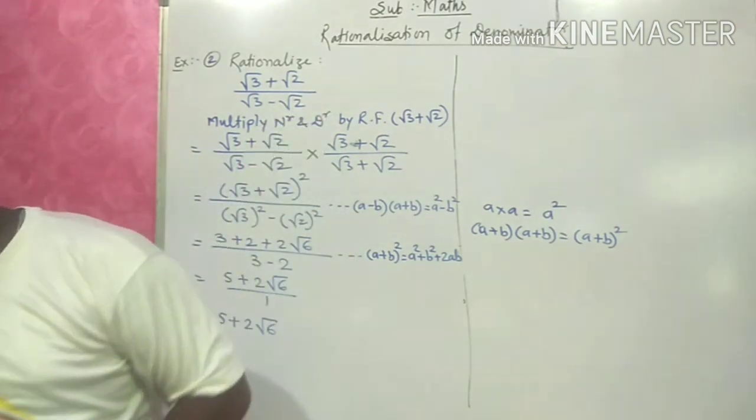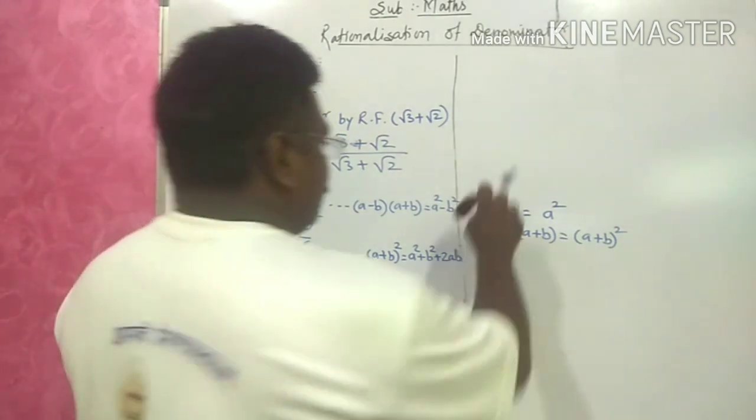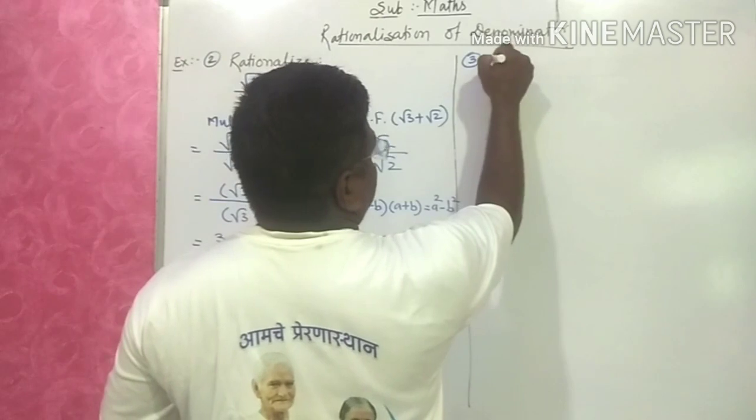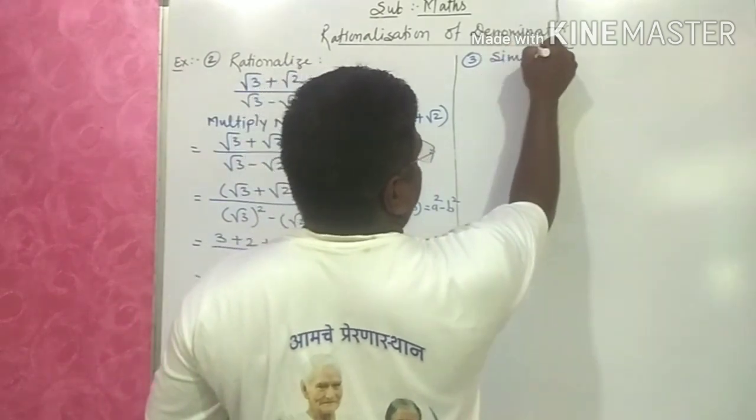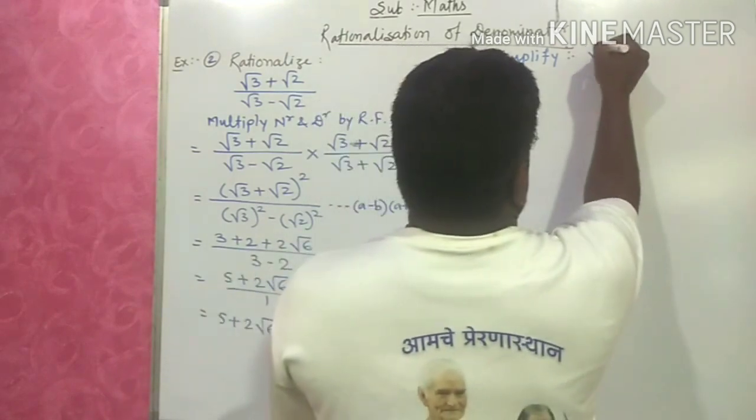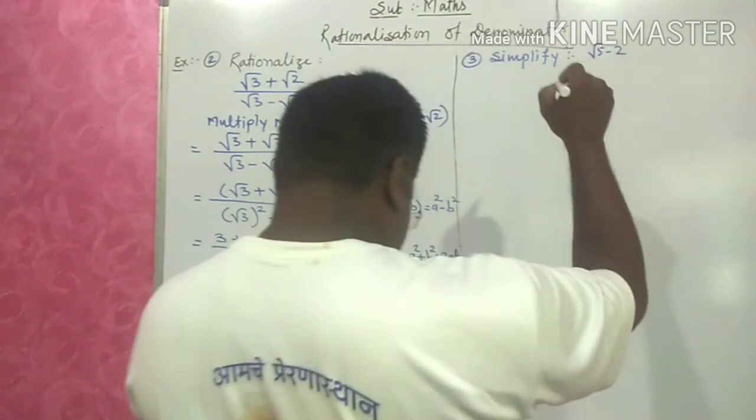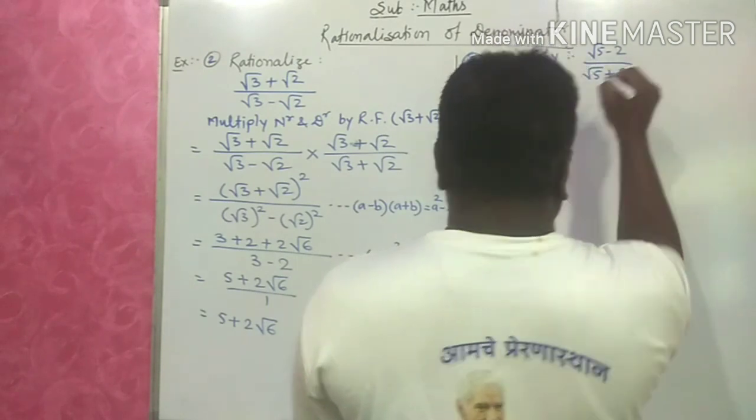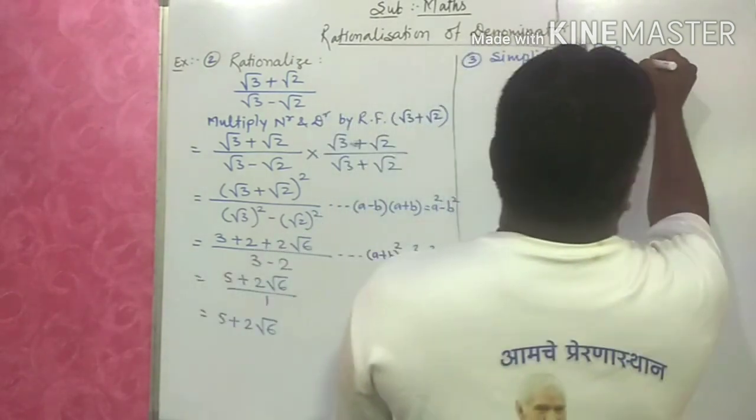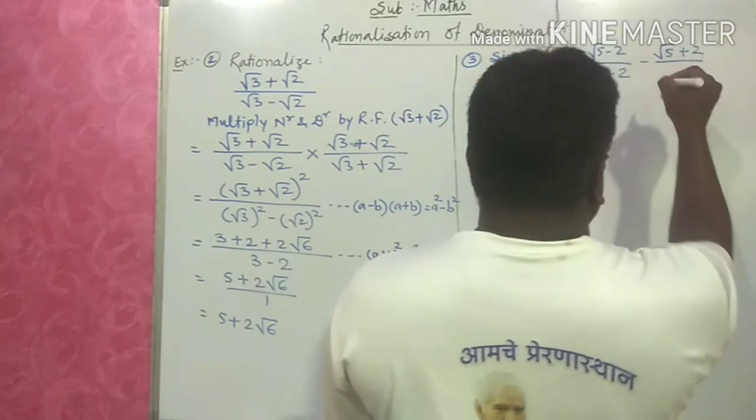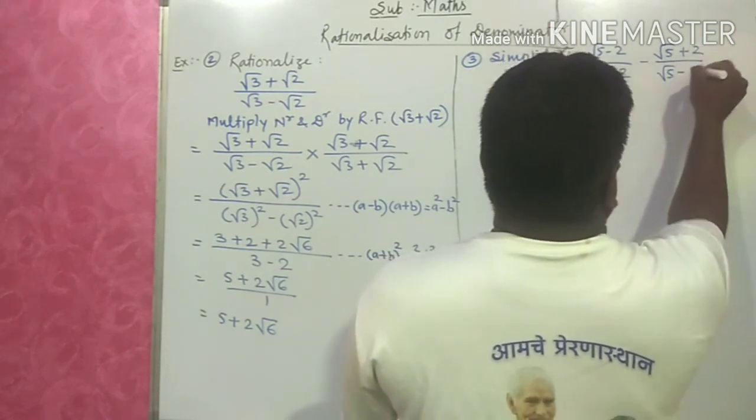So now another slightly bigger one we will take. So, third example. Simplify: (√5 − 2)/(√5 + 2) minus (√5 + 2)/(√5 − 2).